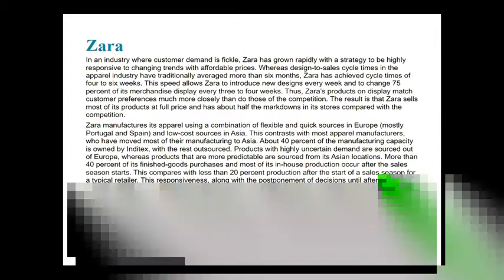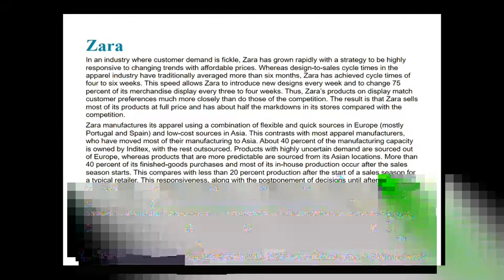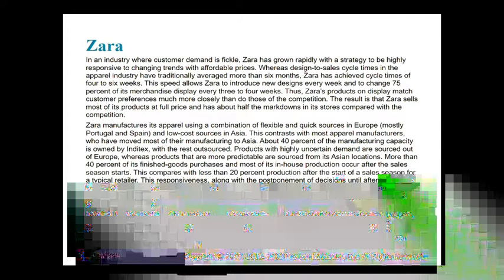So the first example is Zara. I'm assuming all of you are familiar with this, really one of the biggest fashion retailers. So why is Zara so successful? It's because it has formed a really responsive supply chain.